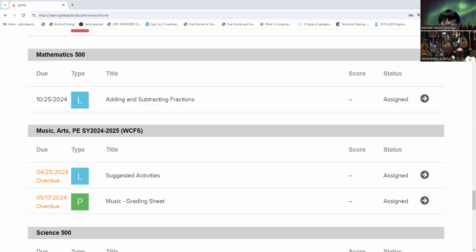So talking about volume, 1 cup is 8 fluid ounces. 1 pint is 2 cups. Say that. 1 pint is 2 cups. 1 quart is 2 pints. Good. 1 gallon is 4 quarts.